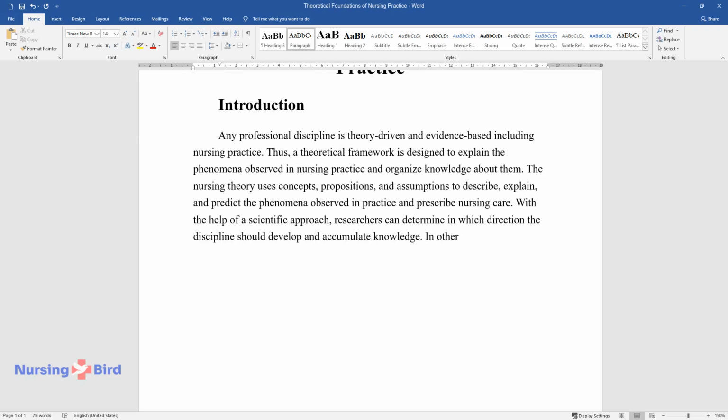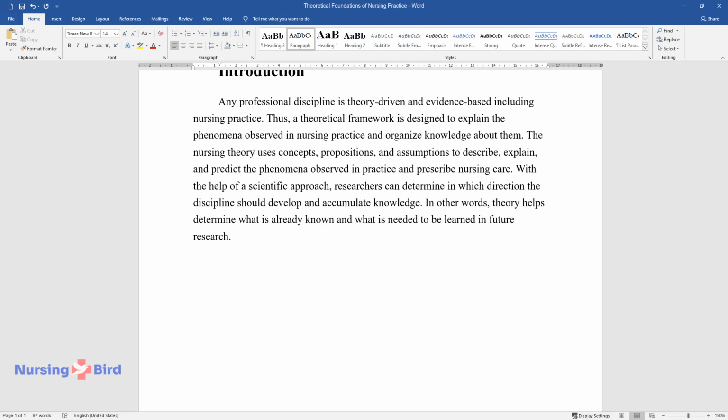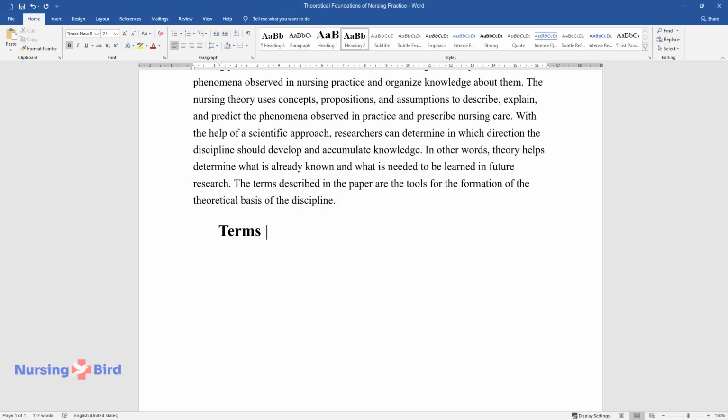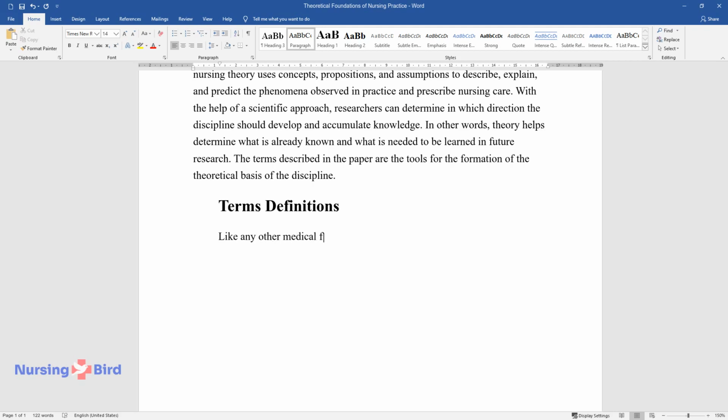With the help of a scientific approach, researchers can determine in which direction the discipline should develop and accumulate knowledge. In other words, theory helps determine what is already known and what is needed to be learned in future research. The terms described in the paper are the tools for the formation of the theoretical basis of the discipline.